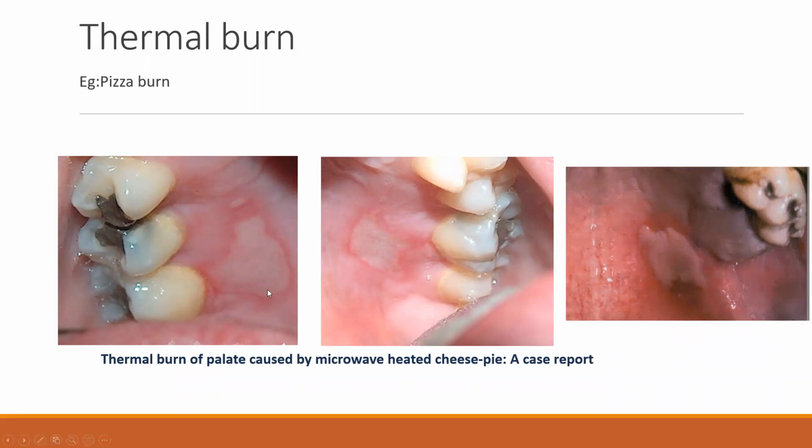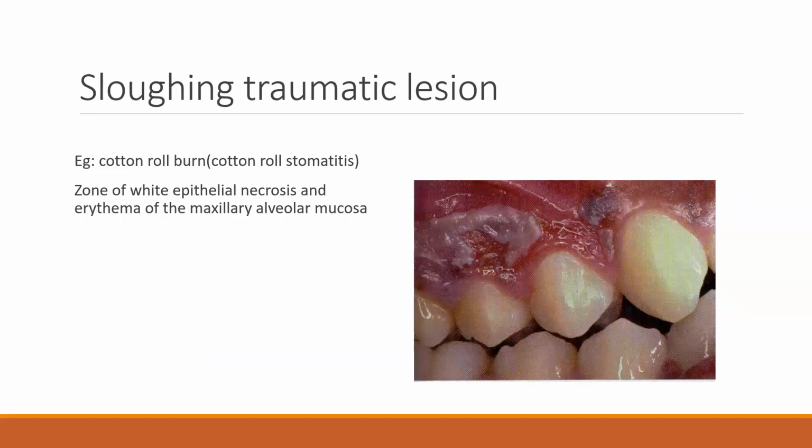For example, this picture shows a case with pizza burn. Here he or she has burns on the palatal mucosa. It is caused because of the increased temperature. The lesion itself is not white, but it is erythema, which is usually covered by zones of ulcerations, and it has remnants of necrotic epithelium, and that is why it appears white. And sometimes this can be separated from the underlying mucosa, and that's why it is scrapable.